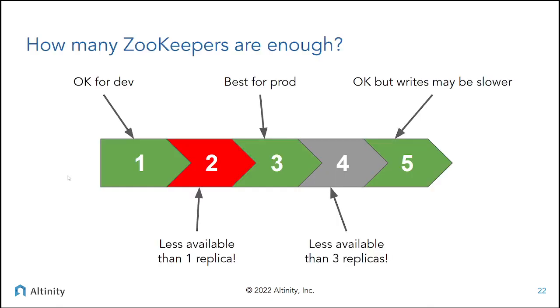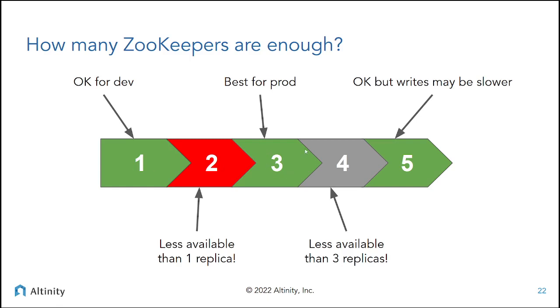First question we get is, how many Zookeepers are enough? This is a great question. If you haven't dealt with distributed systems, this answer is surprising. Basically you have three possibilities. If you're developing, one is fine. And in fact, with ClickHouse Keeper, there's a really great variation on this that I'll show you. One is great because if it goes down, no big deal, restart it. You're not putting any valuable data in there anyway.